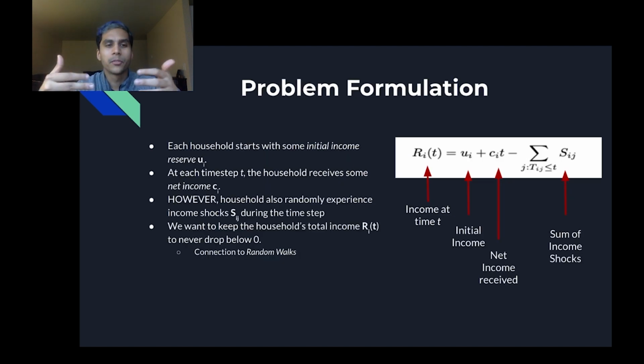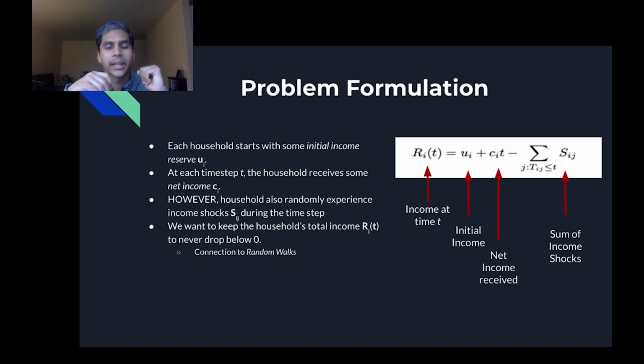And so what's the problem formulation with this? Each household i starts with some initial income reserve U_i. At each time step t, the household receives some net income C_i. However, the households also randomly experience income shocks. They get hit with medical bills. They get hit with repair bills during each of these time steps. And at each time t, so basically the household's outcome at time t, R_i(t), we never want the household's total income to drop below 0.